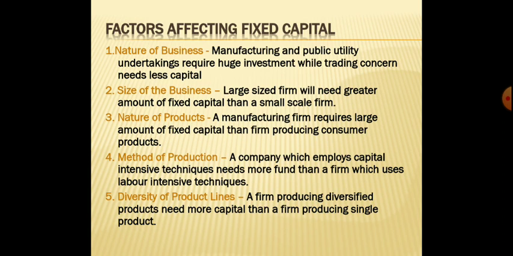The fifth point is diversity of product lines. That means when a company is producing diversified products, it will require more fixed capital than a company which is producing a single line of product.